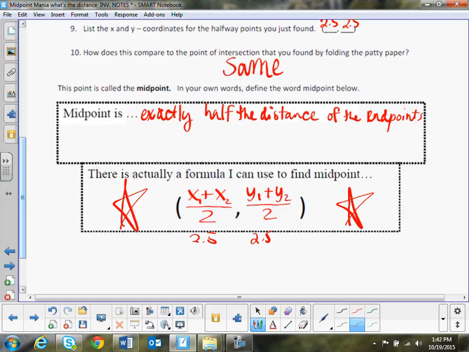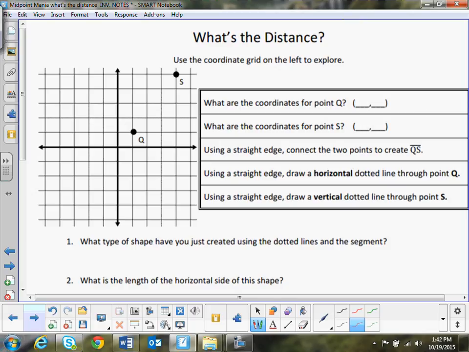Let's work with the more challenging one, a little bit more challenging. It deals with distance. Distance and length mean the same thing. So if I say, tell me the length of this segment in a coordinate grid, you will do what we discover here in a second. All right, so let's talk about distance. So we're doing S and Q. What are the coordinates of Q, y'all? 1. What's the coordinates of S? 4, 5.